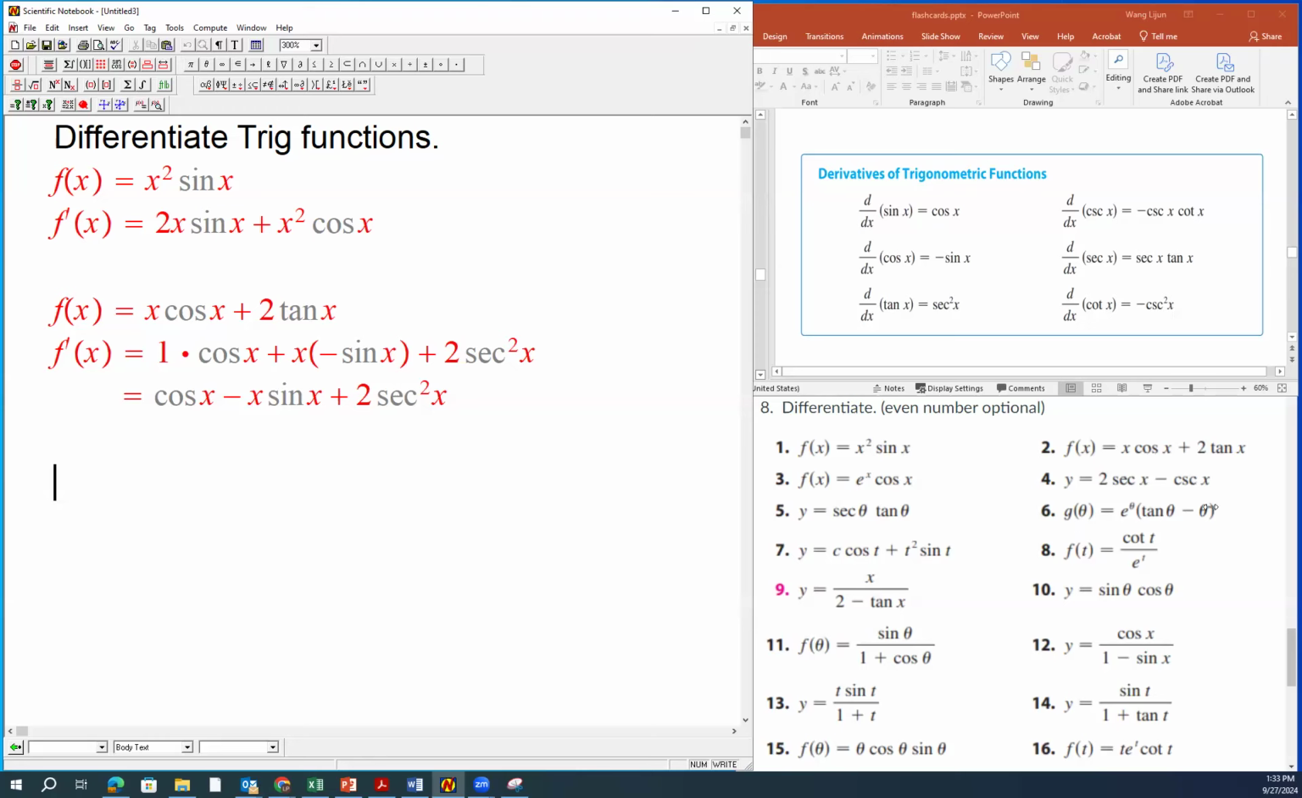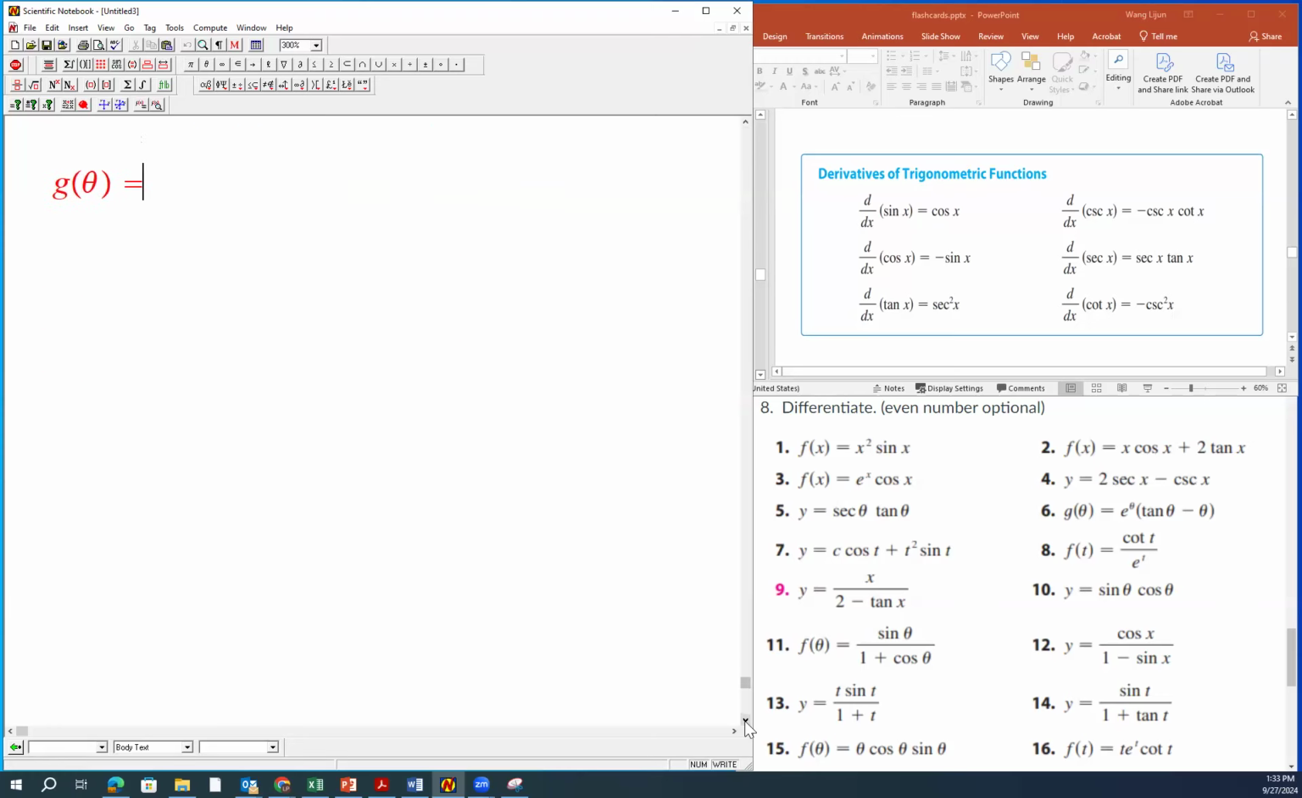The other one I would check with is number 6. Okay. G of theta. See, we use a slightly different variable from x, right? So we're not always using x. When we are not using x, you know what we're doing. Okay. So e to the power theta multiplied by tangent theta minus theta. Okay, so now we're going to differentiate g with respect to theta.